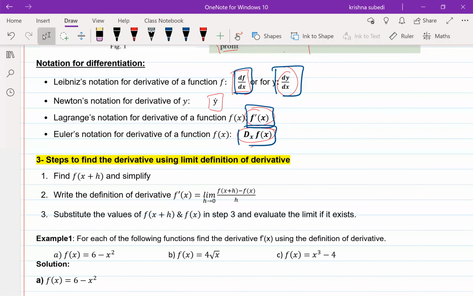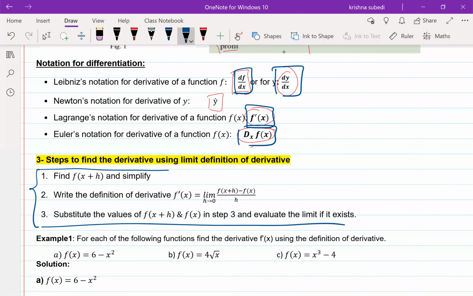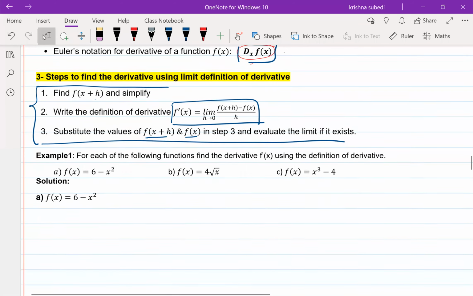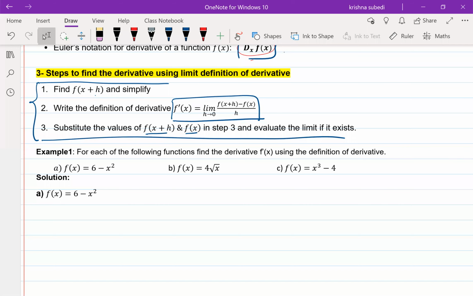In order to find the derivative using the limit definition, I suggest you follow this three-step method. Step 1, find f of x plus h and simplify. Step 2, write the definition of the derivative, which is this. Step 3, substitute the values of f of x plus h and f of x, and evaluate the limit. So let's look at part A, example 1.